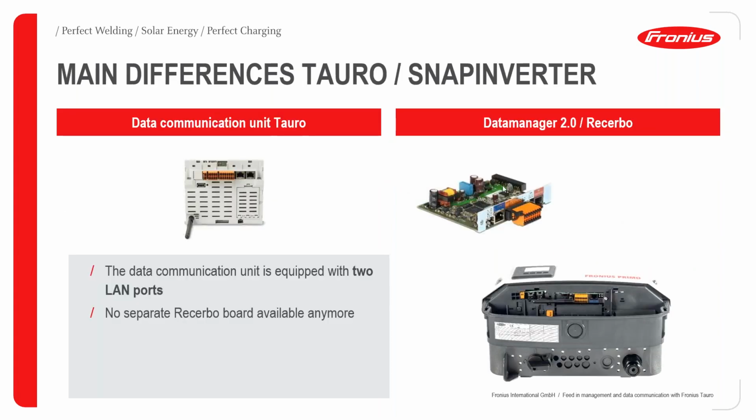So what are the main differences between the Tauro and the SNAP inverter when it comes to data communication? With the Tauro, all data communication is done with the pilot card. And this pilot card is equipped with 2 LAN ports, okay? And you no longer need a receiver board with the Tauro inverter. With the SNAP inverter, each SNAP inverter had to come with a receiver board. And basically the receiver board is your display board. And here we can see on the display board, you have your in and out for the solar.net.